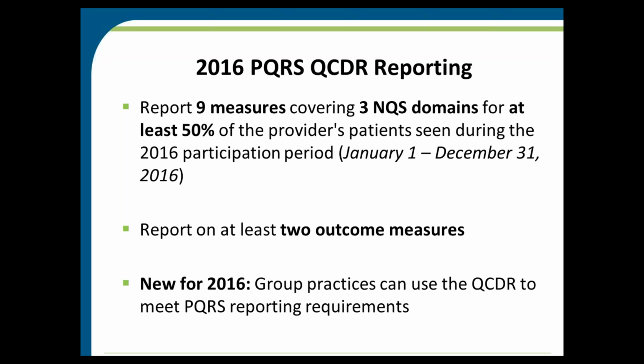I just wanted to transition because we need to talk about what the PQRS reporting requirements are. If you submitted via claims, you know that there is a 9-measure across 3 domain requirement for at least 50% of your patients. That is accurate and also holds true for using a QCDR. Each facility must consider reporting 9 measures covering 3 domains for 50% of all of the provider's patients, and by patients we mean both Medicare and non-Medicare patients, seen during the participation period.